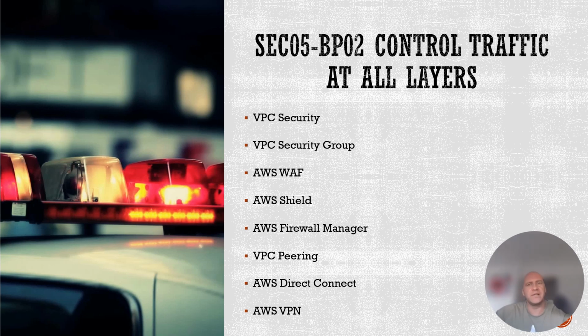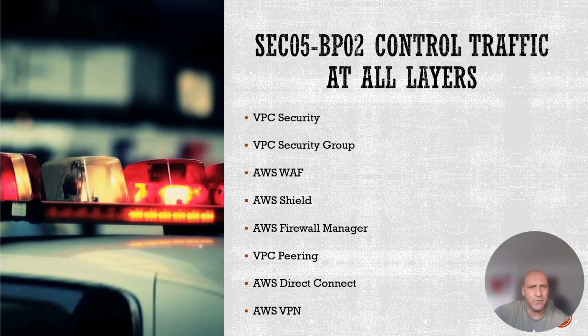The second best practice is control traffic at all layers. So we will discuss things like VPC security groups, Web Application Firewall, as well as Shield, Firewall Manager, how we do VPC peering, AWS Direct Connect, and VPN. When architecting your network topology, you should examine the connectivity requirements of each component. For example, if a component requires internet accessibility inbound and outbound, connectivity to VPCs, edge services, and external data centers.